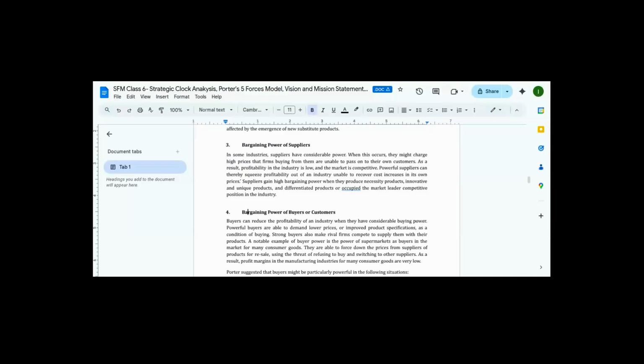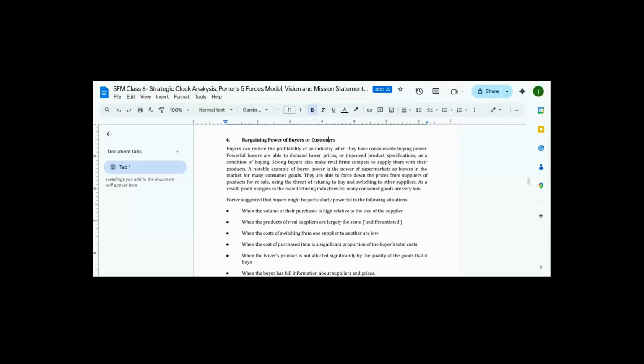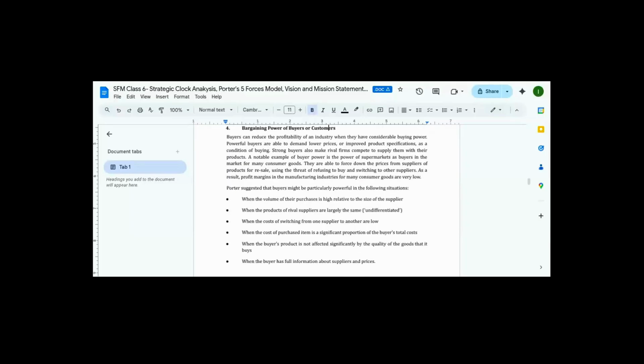Opposite to high bargaining power of the supplier is what we call bargaining power of buyers. That's the fourth force. So anytime we have customers having negotiation advantage over the seller, we say the buyer has high bargaining power.